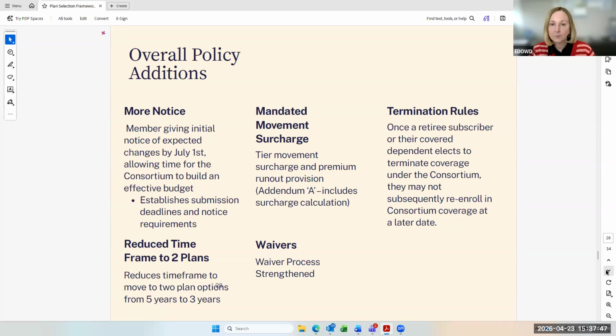We now have the mandatory movement surcharge that I just spoke about in addendum A of the plan management policy. We've articulated more what the waiver process and the waiver timeline is. We strengthened some of those rules. And we've also put in the termination rule. If you are a retiree or your covered dependent elects to terminate coverage under the consortium, you are not allowed to return into a consortium plan. That's the definition of adverse selection right there.